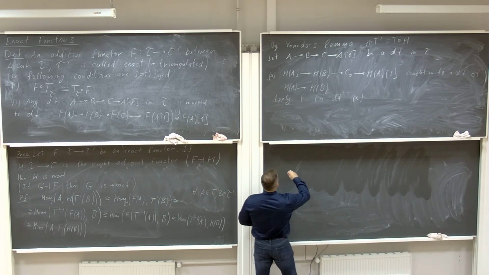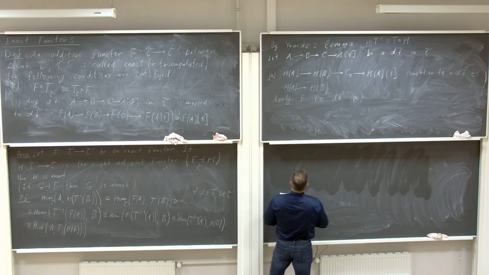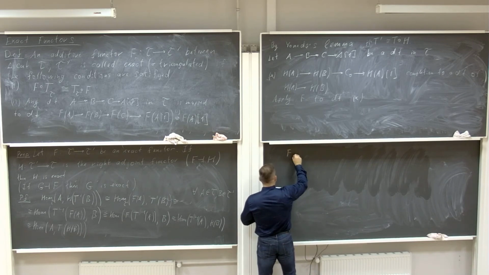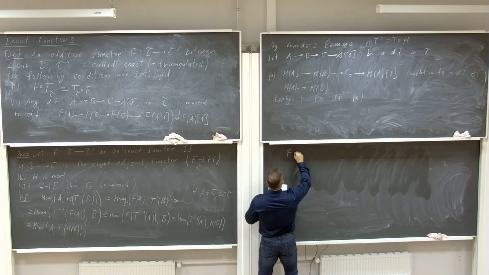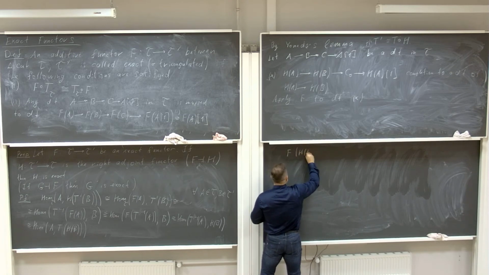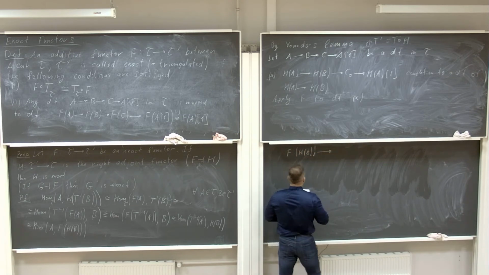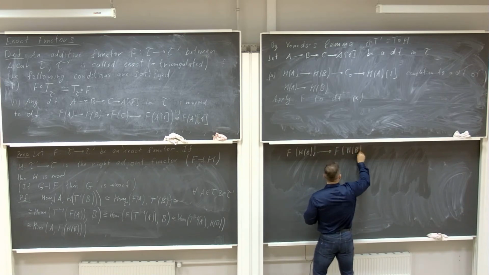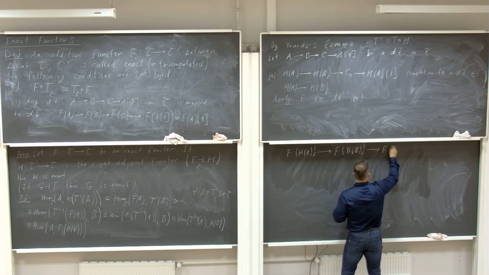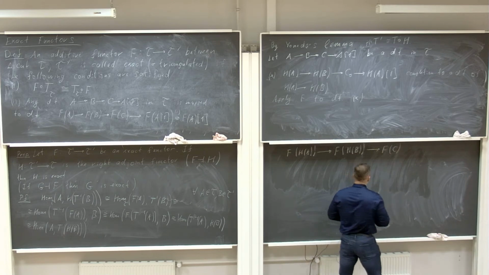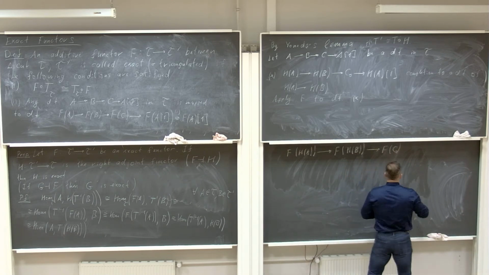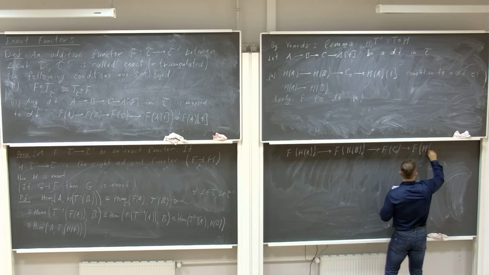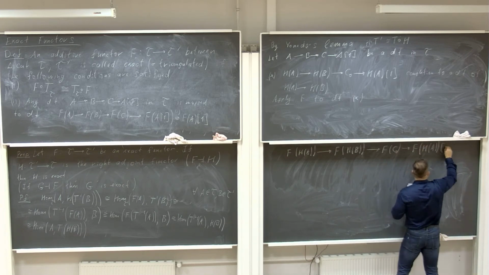The first row is just the result of the application of F to the distinguished triangle that we just completed. So F is applied to the H of A. Then F is applied to the H of B. Then F is applied to C0. And finally we have F applied to the H of A and then shifted by 1.